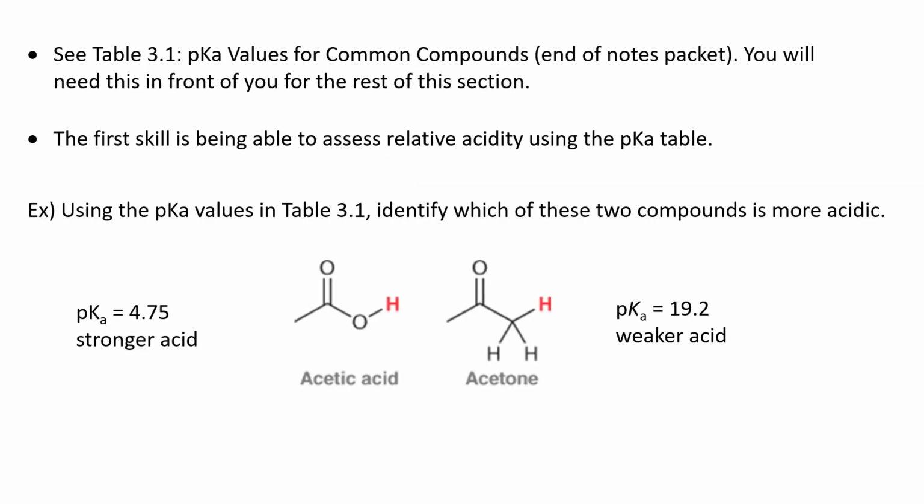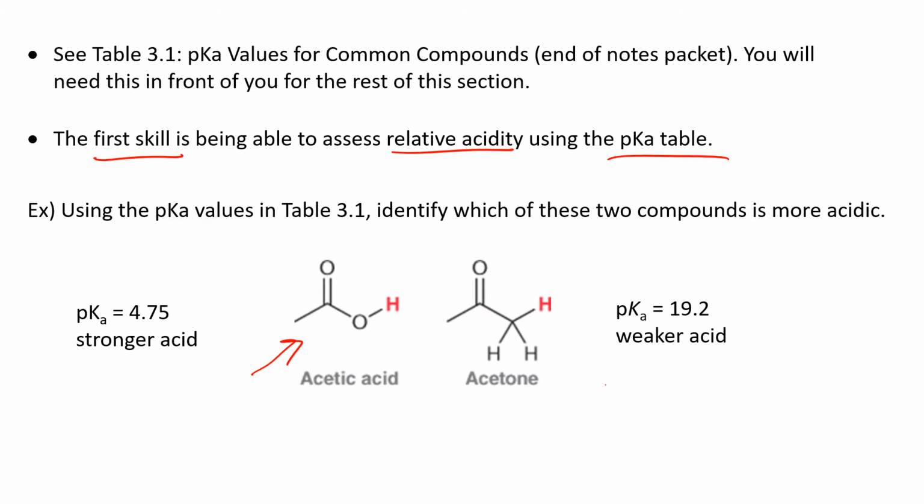All right, you're going to need the pKa table that's at the end of the notes now. Make sure you have this in front of you for the rest of the section, or else you're not going to understand what we're talking about here. So the first skill is you need to be able to use that pKa table and assess relative acidity. That means compare 2 acids and determine which one is more acidic. So look at your pKa table. I want you to find acetic acid. Don't look in the right-hand column in the conjugate bases. Just look in the left-hand column with the acids. That's all you're focusing on here.